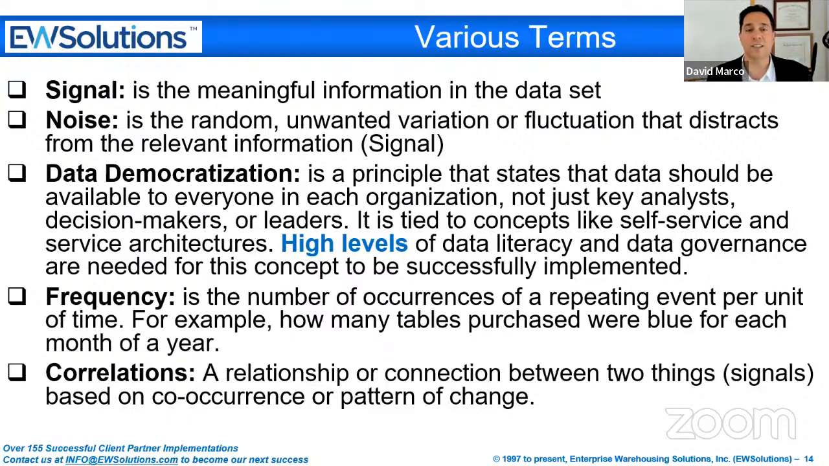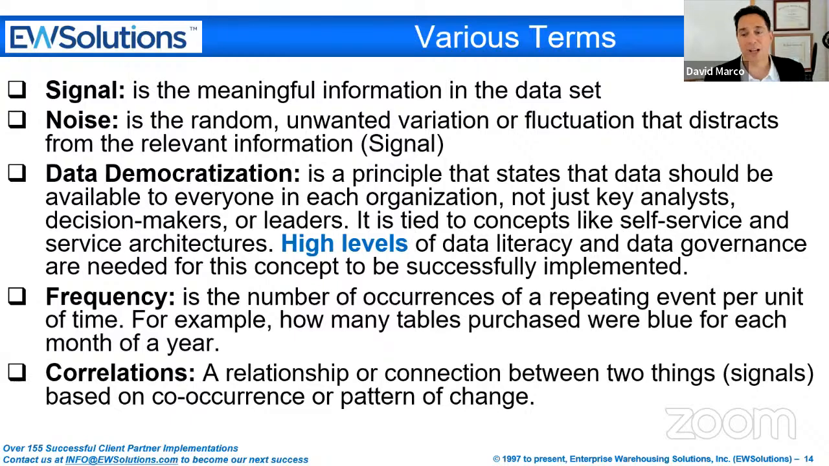Noise. Noise is the random, unwanted variation or fluctuation that distracts from the relevant information, our signal. Anytime we have a set of data, what we'd like to do is eliminate the noise. Think of what noise does: it distracts you. Same thing in a set of data. Whatever information in our data set is distracting us from our hypothesis, we want to get rid of. We want to focus on the signal. Bad visualizations have noise in them. Good visualizations focus the viewer's attention on the signal.